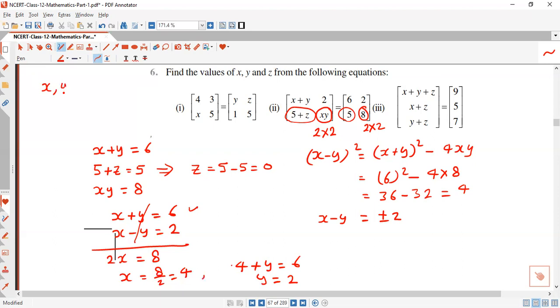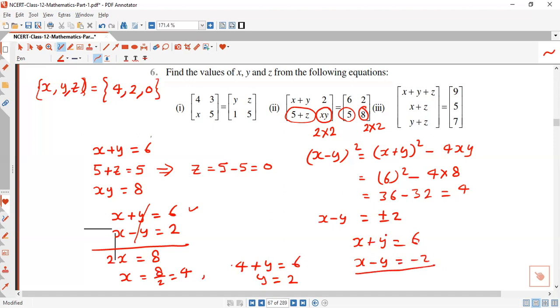If x equals 4, y equals 2, and z equals 0. Another solution, if we take x minus y equal to minus 2, not plus 2, x minus y equal to minus 2.